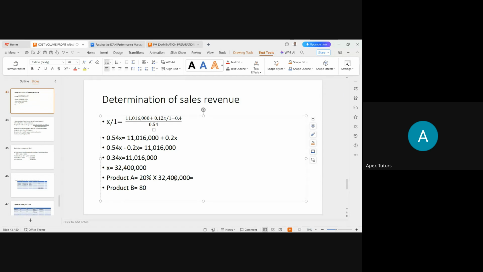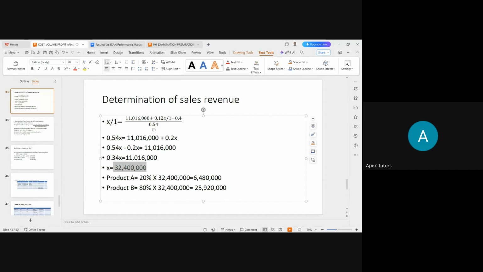And this will be 8. Yes, that's not very good. So this should be 6,480,000. And this should be what? 25,920. So this is the split of the revenue, this total revenue.